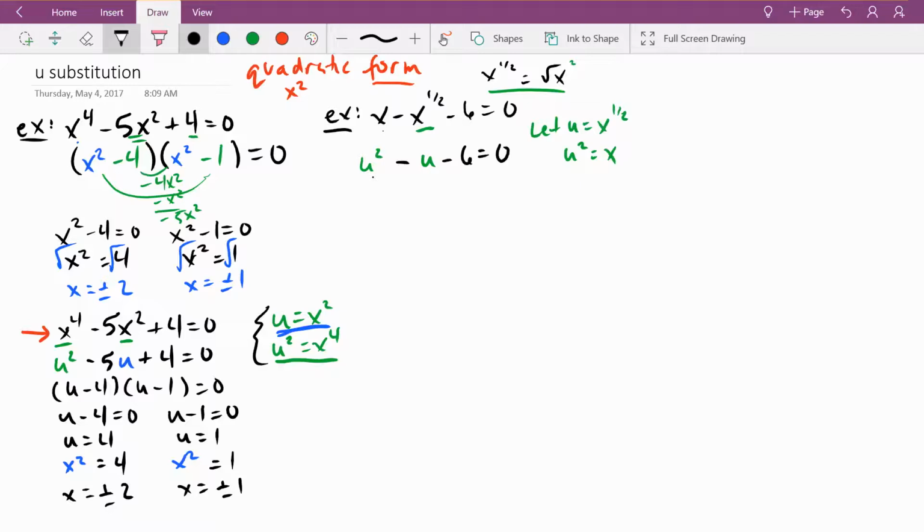Again, now it's in quadratic form, much simpler to solve. In fact, this can be factored, u and u. Multiply to -6, add to -1, that'd be -3 and a +2.